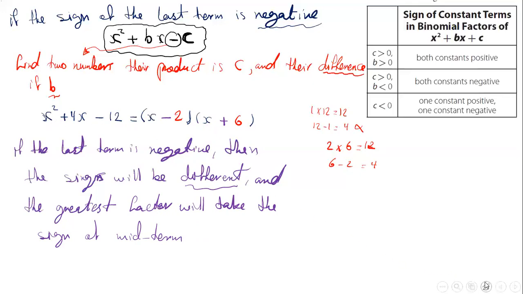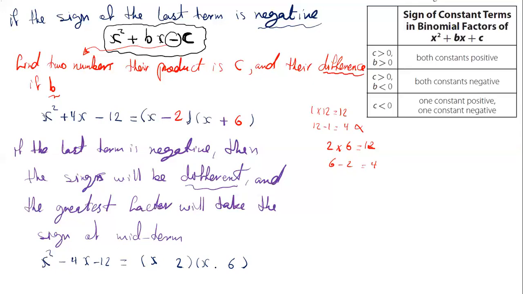Another one. Look at this one. I have here x squared minus 4x minus 12. Again, we have to open two brackets like this. X squared will be factorized as x times x. 12 is 2 times 6, because 6 minus 2 is 4. So we have to look for two numbers, their product 12 and their difference is 4. Okay, 2 and 6.